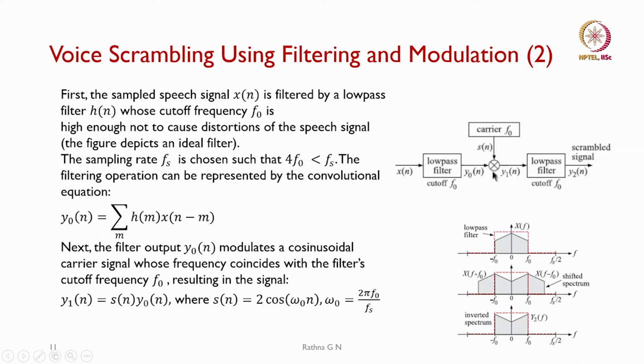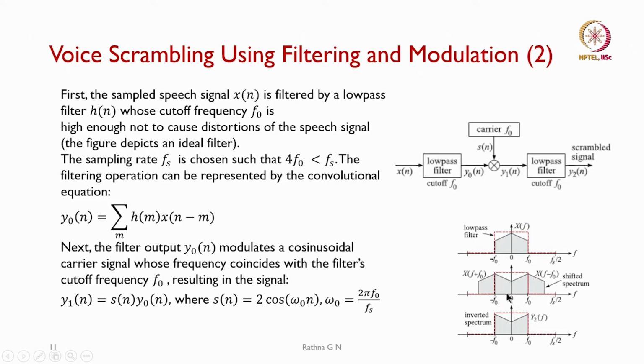You multiply them, and y1 of n is the output, which contains s of n into y naught of n, where s of n is equal to 2 times cos omega naught n, where omega naught is given by 2 pi f naught by Fs. Then you pass it through a low pass filter with the same cutoff frequency f naught to eliminate the higher frequency components present, and the output y2 of n is the scrambled signal. Now you can see in the frequency domain how it gets shifted.